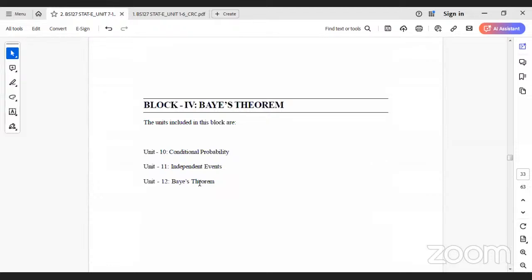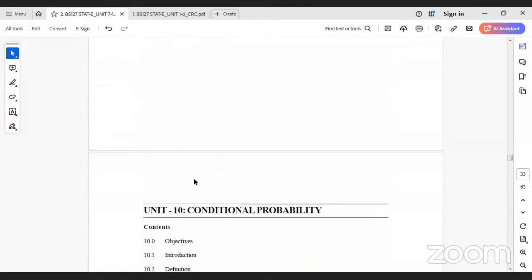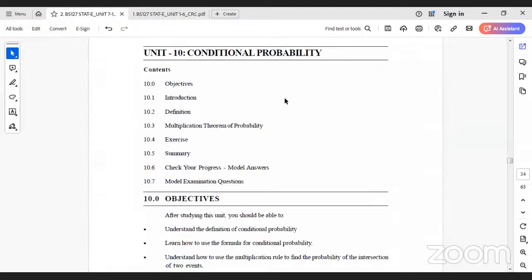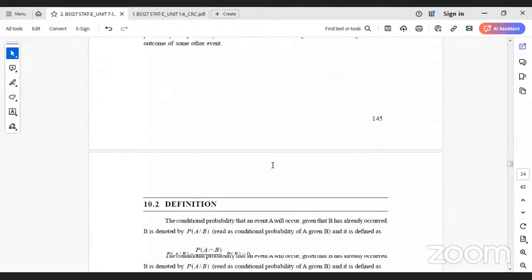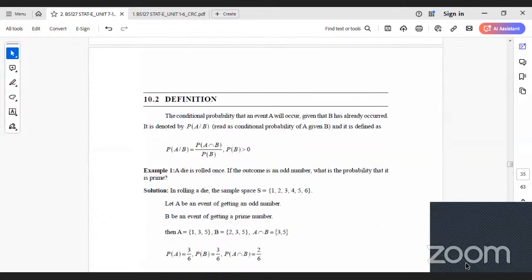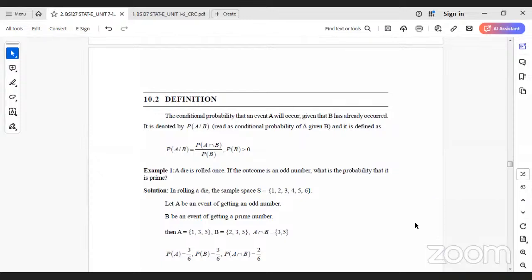Then conditional probability, the 10th unit we are taking here. Conditional probability and the multiplication theorem of probability. The definition we are taking here: the conditional probability that an event A will occur given that B has already occurred is denoted by A by B, read as the conditional probability of A given B. So P of A by B is equal to P of A intersection B divided by P of B, where P of B is greater than 0.